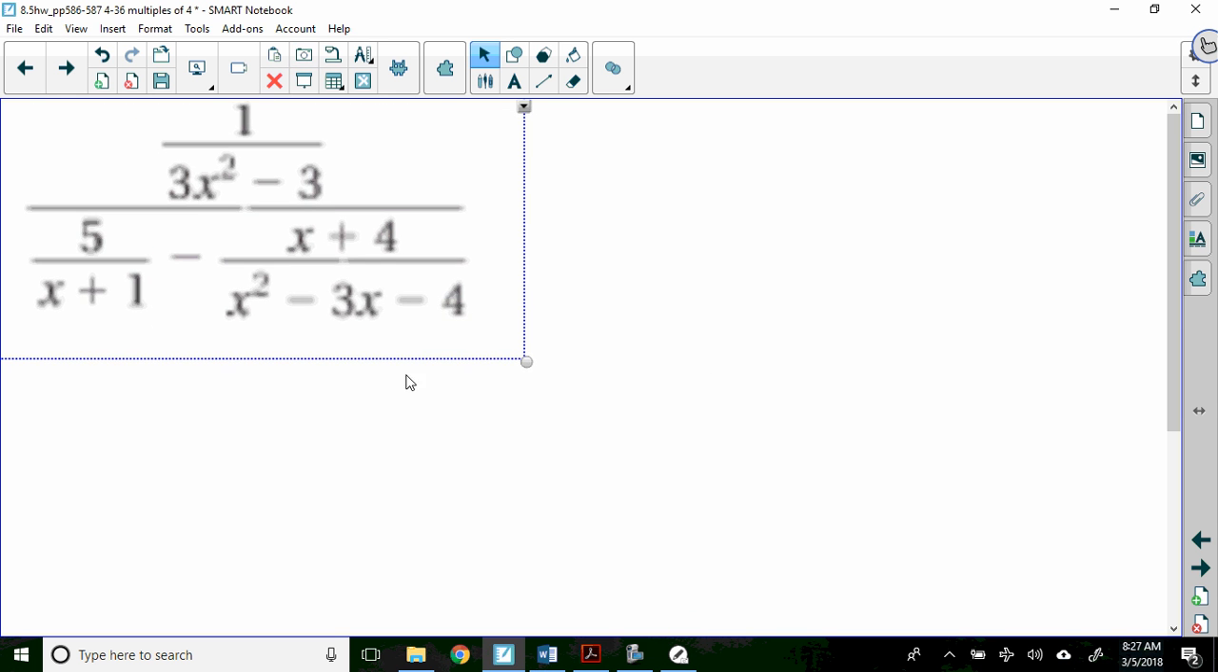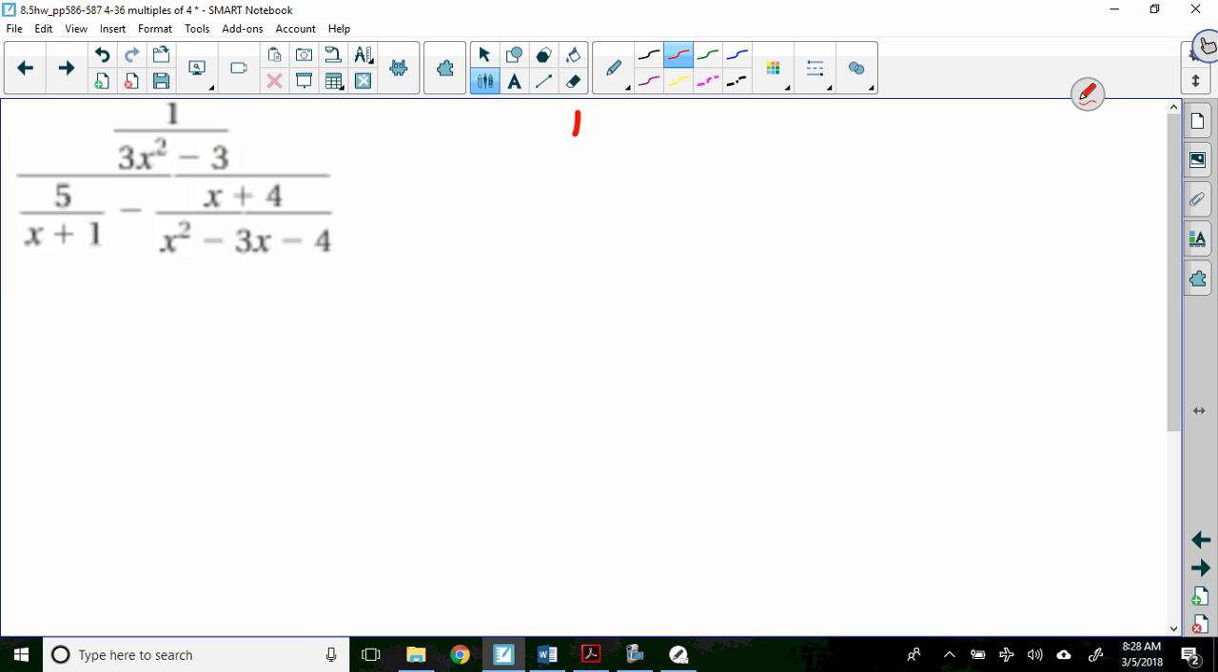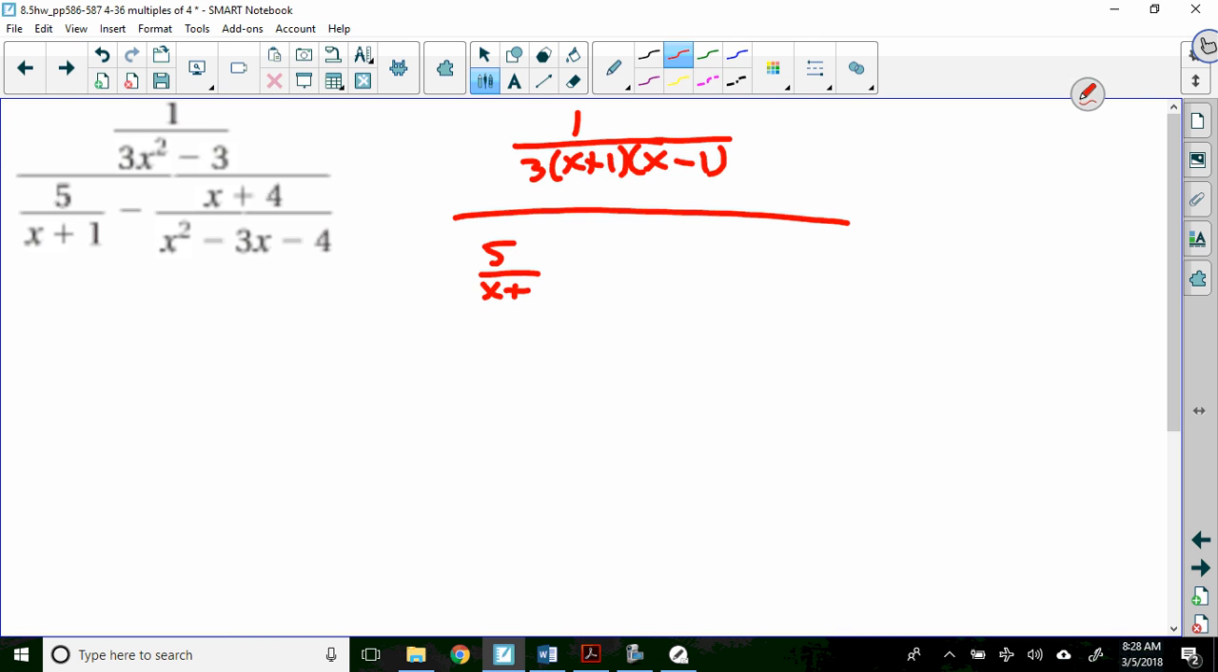So we got a factor. The numerator ends up being 1 over 3 times x plus 1 times x minus 1. That's the whole numerator. The denominator ends up being 5 over x plus 1 minus x plus 4 over x minus 4 times x plus 1. So it's kind of neat that every single denominator has an x plus 1 in it. So when I'm pre-planning this, I'm thinking my LCD is going to have an x plus 1 in it.